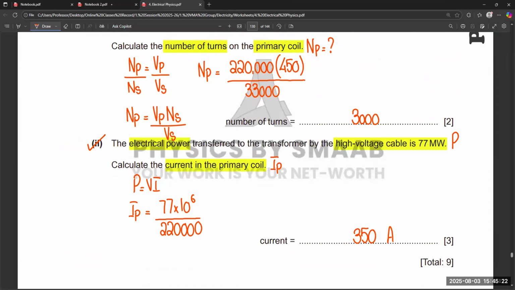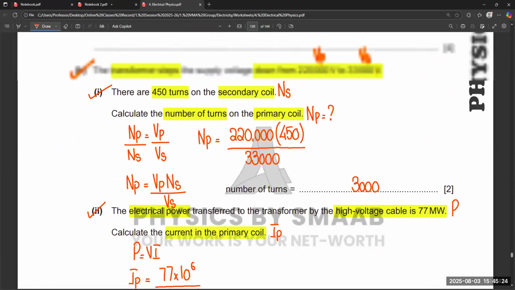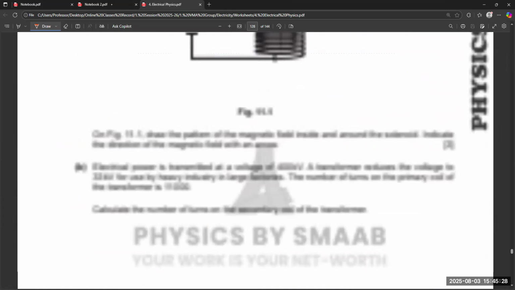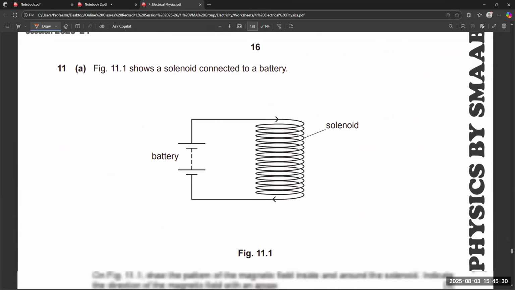So this question is of 9 marks. So it is also easy question for 9 marks. Okay.